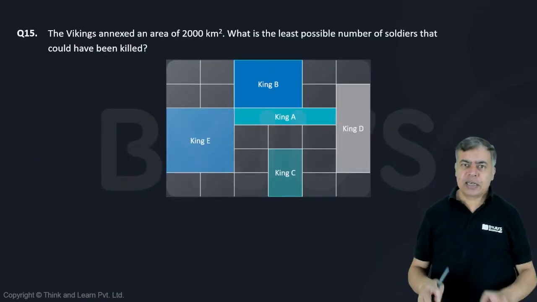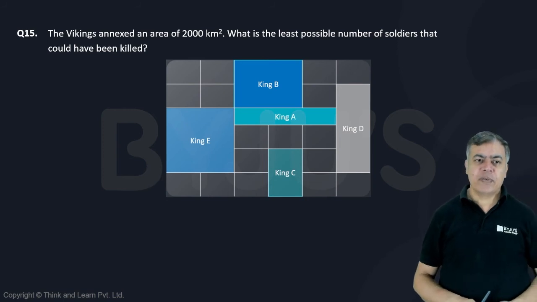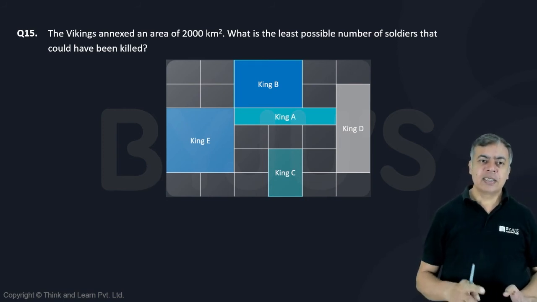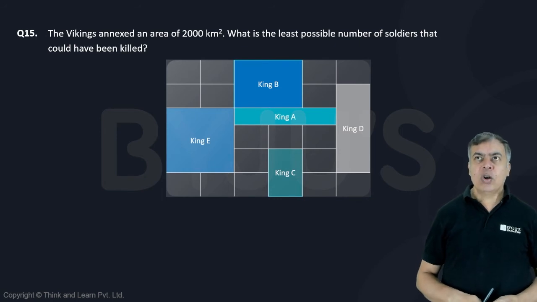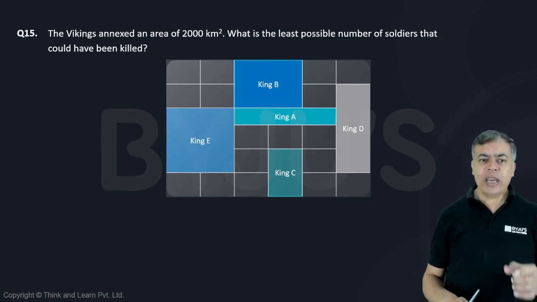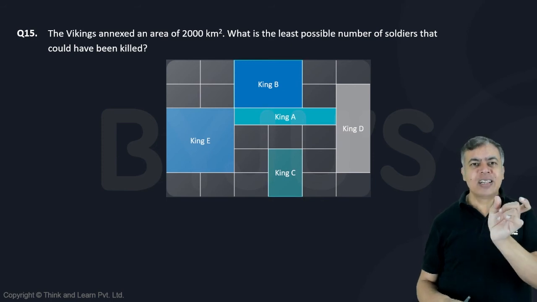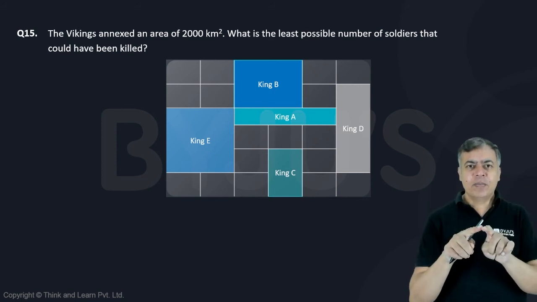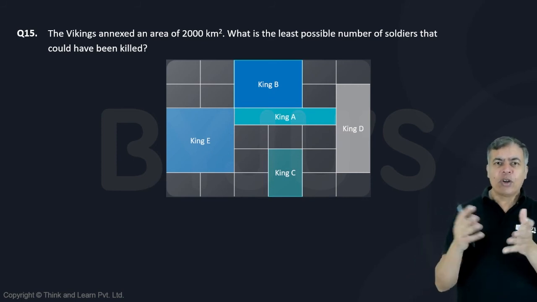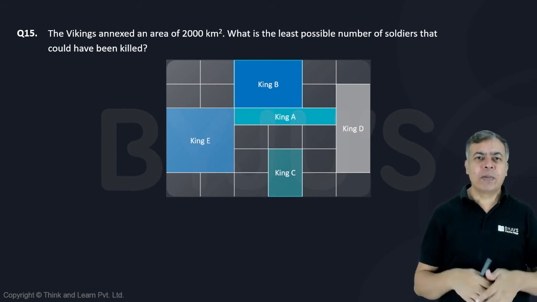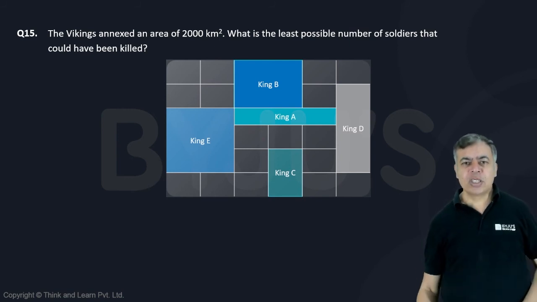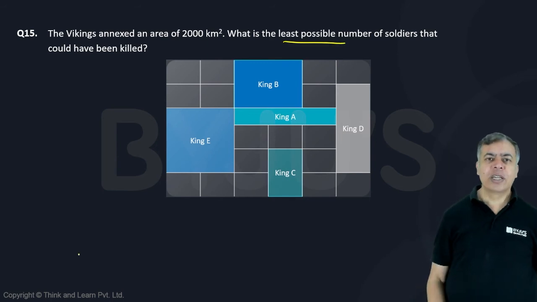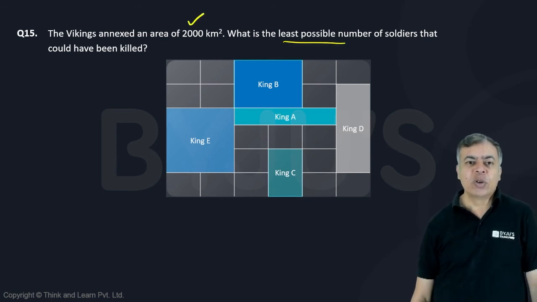Now this is the graph I am taking with me. The Vikings annexed an area of 2000 kilometer square. What is the least possible number of soldiers that could have been killed? Now you know that if you take unoccupied also single square, there will be 20 soldiers killed. But if you take 400 together, or 400 or more, then it will be 12.5 per 100, right? That should be minimum, because I want the least possible number of soldiers to be killed. I want total area to be 2000, right?